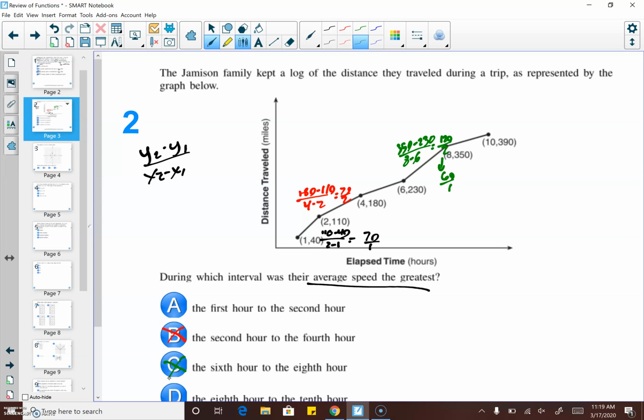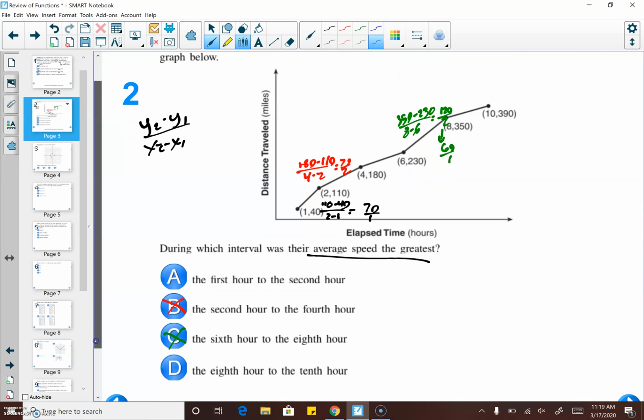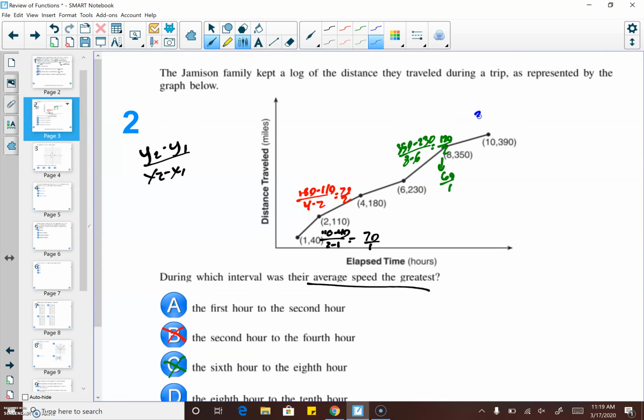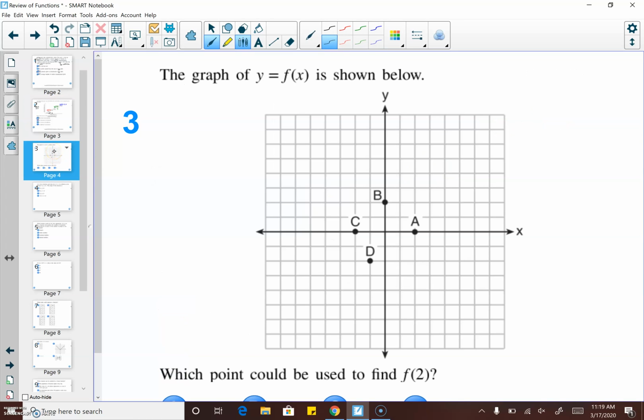So close. And again, although it looks the steepest, it's not, based on the fact that it's over a 2-hour span. And then the last one is from the 8th hour to the 10th hour. And I think we can tell pretty easily that this is not the one. It gives us 40 over 2, which is 20 over 1. So that one's out. So their speed is the greatest from the first to the second hour. And again, sometimes you can be tricked by the graph if you don't actually sit down and do the equation.